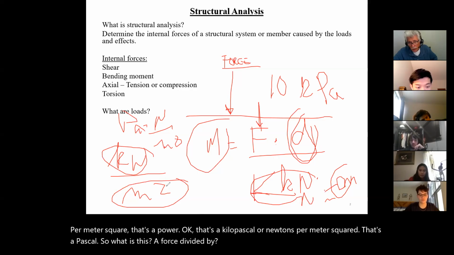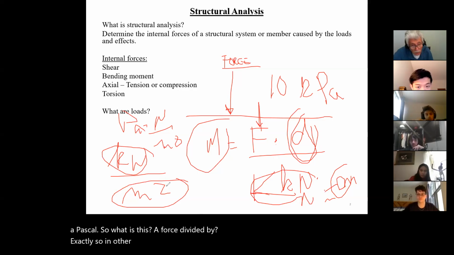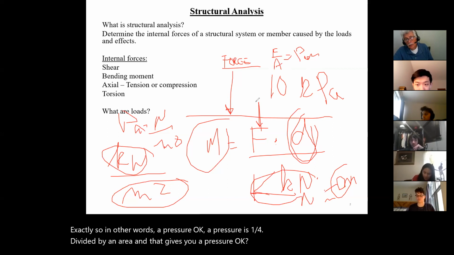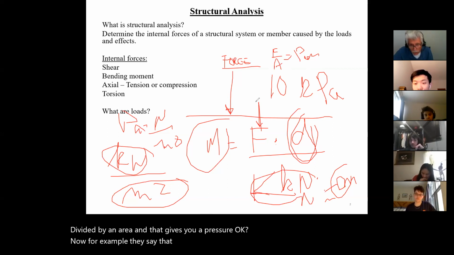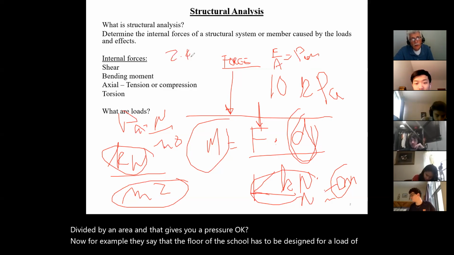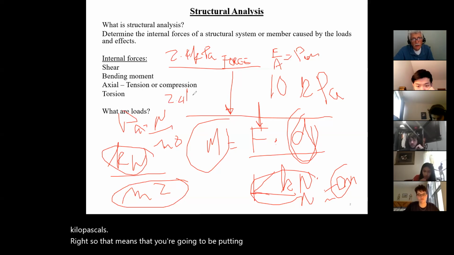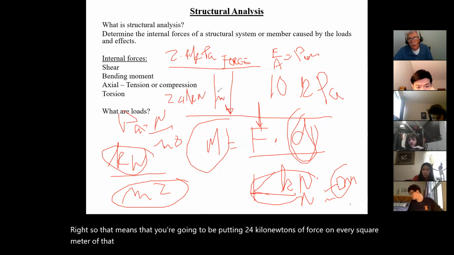An area. Exactly. So in other words, a pressure is a force divided by an area, and that gives you a pressure, okay? Now, for example, they say that the floor of the school has to be designed for a load of 2.4 kilopascals, right? So that means that you're going to be putting 2.4 kilonewtons of force on every square meter of that floor area. That's what you're doing, okay?